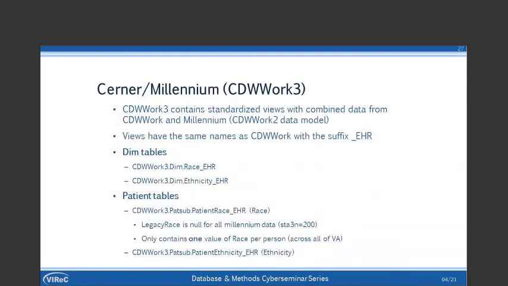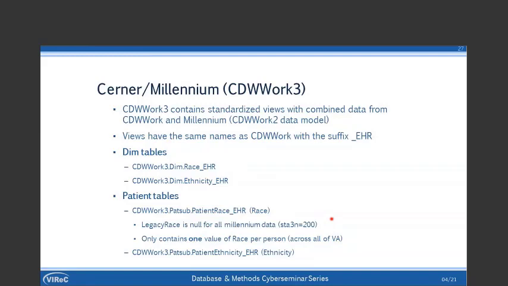And then we have in CDW Work 3 the combined data from CDW Work and Millennium, and this will be in the CDW Work data model. So the views have the same names as what's found in CDW Work, but they have the suffix _EHR. So the DIM tables for race and ethnicity are going to be race_EHR, ethnicity_EHR. And then the patient tables, patient race_EHR, will contain race.